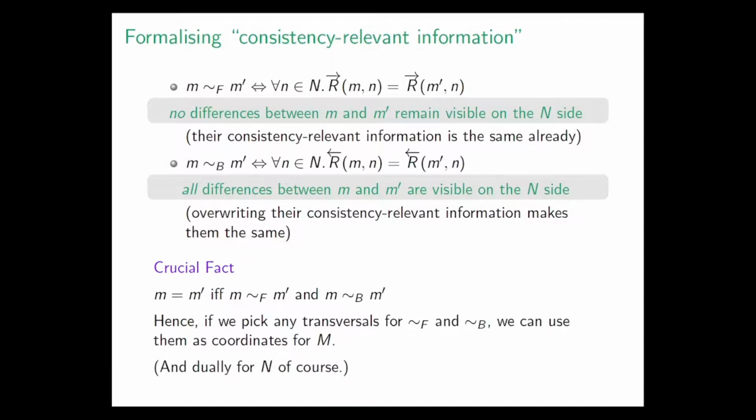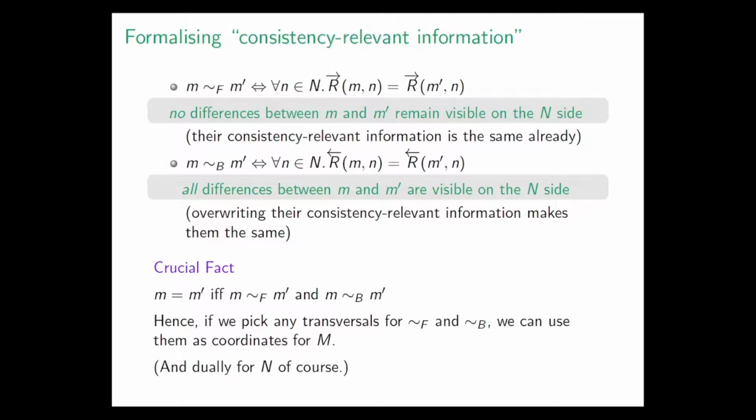Information relevant to consistency is maybe better thought of as information that is visible from the perspective of the other model. So here's one thing we can do. We can define a pair of equivalence relations on each of our model sets, each using one of the consistency restoration functions. So the tilde f equivalence that I've got at the top is defined by saying m will be considered to be equivalent to m prime if, whenever we restore consistency with an arbitrary element of n in order to generate a new element of n, the result is the same regardless of whether we pick m or m prime. Okay, so here what we're saying is that as far as consistency is concerned, m and m prime are interchangeable. So after we move over to the n side, no differences between m and m prime remain visible.